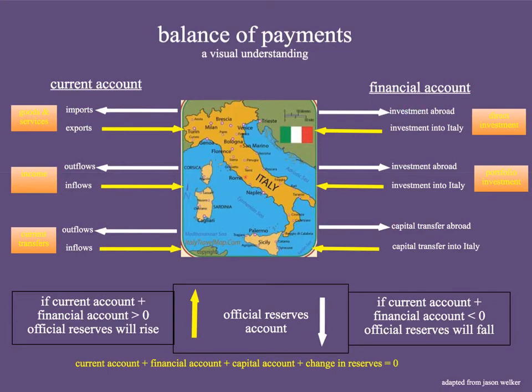Okay, so take that information and take a look down here where we're now talking about the official reserves account. Well, what does this mean? It means that, two scenarios, if the current account, that's this column, plus the financial account, that's this column, and we're putting the capital accounts in with it, if the sum of those is greater than 0, a positive number, then the official reserves will rise. Why would that be?